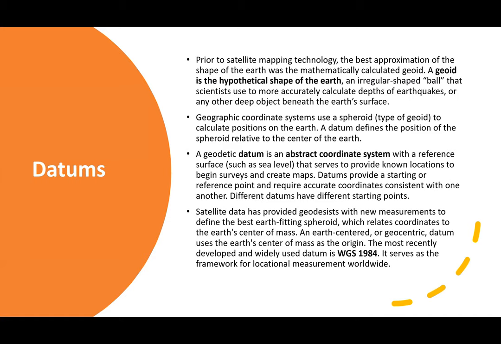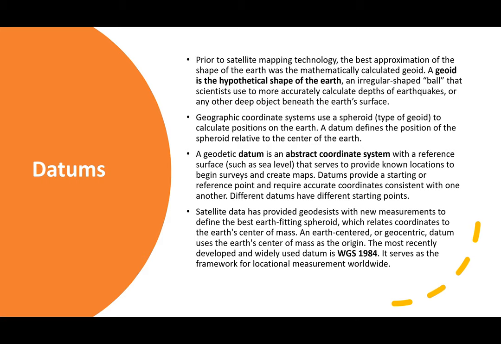Datums. So let's talk a little bit more about datums. Prior to satellite mapping, the best approximation of the shape of the Earth was the mathematically calculated geoid. A geoid is the hypothetical shape of the Earth, an irregular shaped ball that, if you're thinking of geodesy and geodesists, these scientists use that model to more accurately calculate depths of earthquakes or any other deep object beneath the Earth's surface. So again, we're talking about some of the things that are happening on the Earth's surface. GCSs use a spheroid, a type of geoid. So there are different models of geoids, spheroid being one of them, to calculate positions on the Earth.